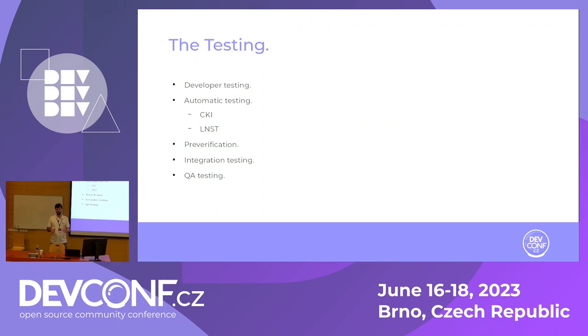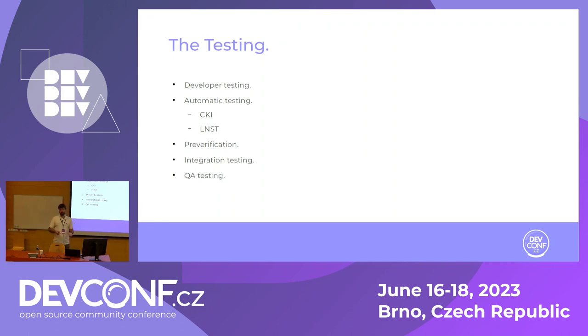only thanks to several things. First is the processes we have around that, which I will talk about in a minute. And the second and very important thing is testing. So this is the testing that happens whenever a single change, be it a single bug fix or that large rebase, is applied to the CentOS Stream kernel.